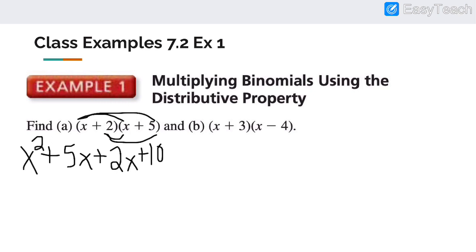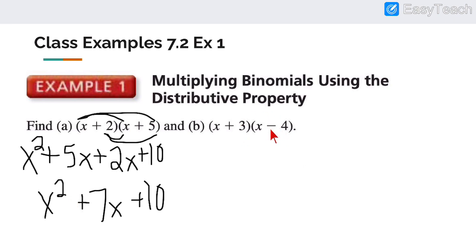Once you have these all written out, we're able to combine like terms in the middle, so we can actually rewrite this as a trinomial, x squared plus 7x plus 10. And that's it. That's what happens when we multiply two binomials. You'll notice this became a trinomial in the end. We're going to look at another one.